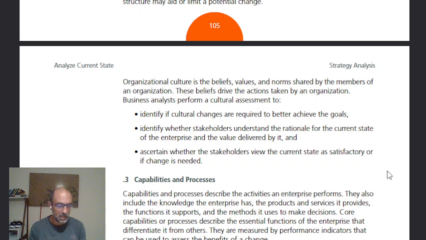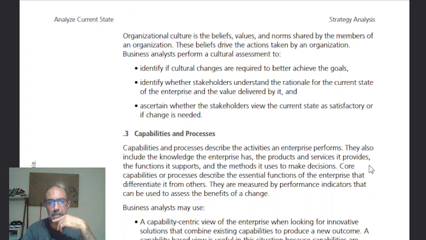Or maybe on the other side of this pattern, we could actually just invest more money in better machinery, right? Identify whether stakeholders understand the rationale for the current state of the enterprise or the value delivered by it.